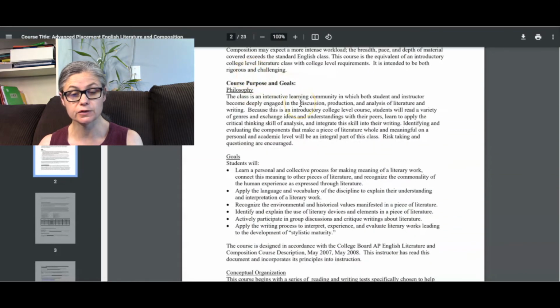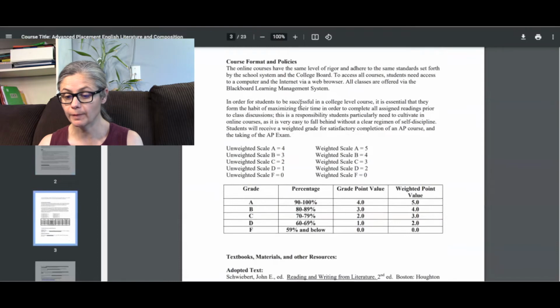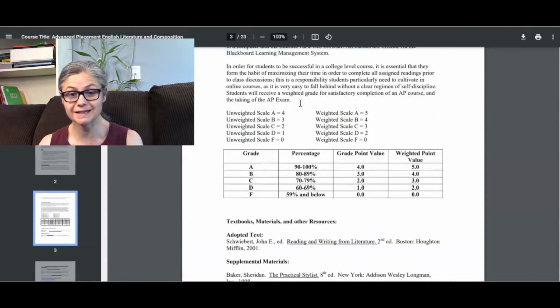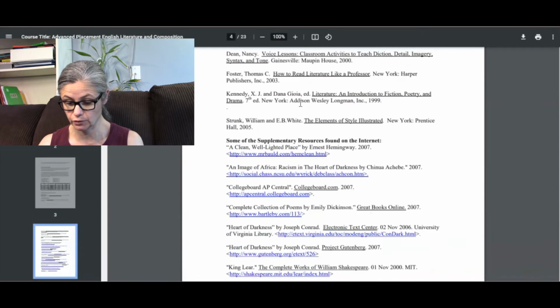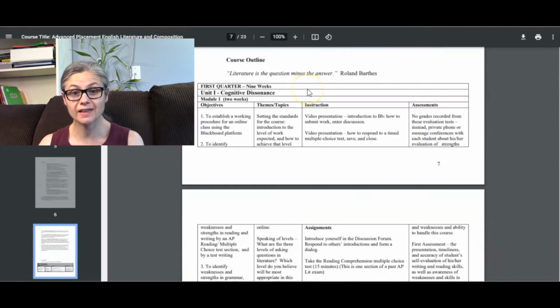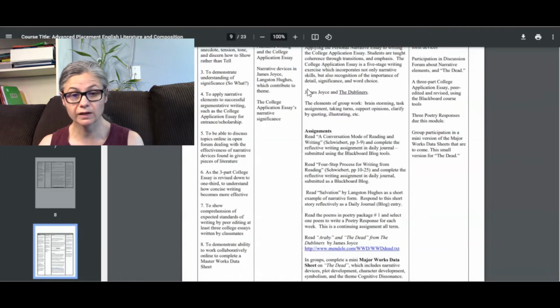The course purpose and goals, what students will learn, right? Students are expected to learn. The course format and policies. So grading scale, how things are going to be graded. The textbooks that the students will use. That's a lot of books. And then a course outline. What's going to happen in the first quarter? What are they going to learn?